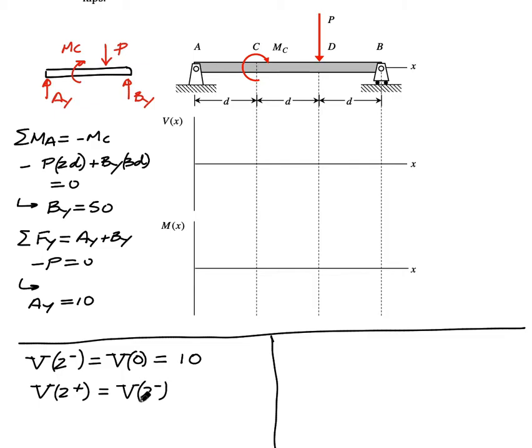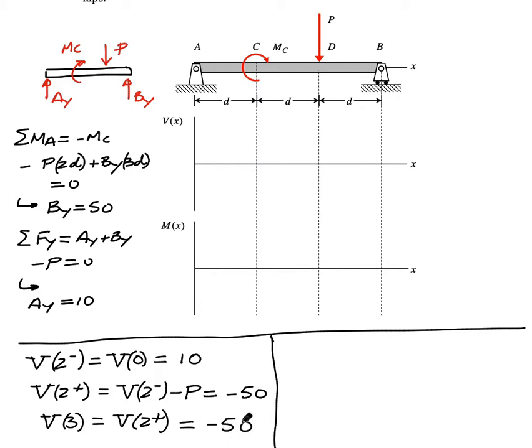Immediately to the right of there, that's at 2 plus, that's what it is at 2 minus. And since P is downward, when we make that a minus sign, that gives us a minus 50. The shear force at 3, that's equal to the shear force at 2. And so that's a minus 50.